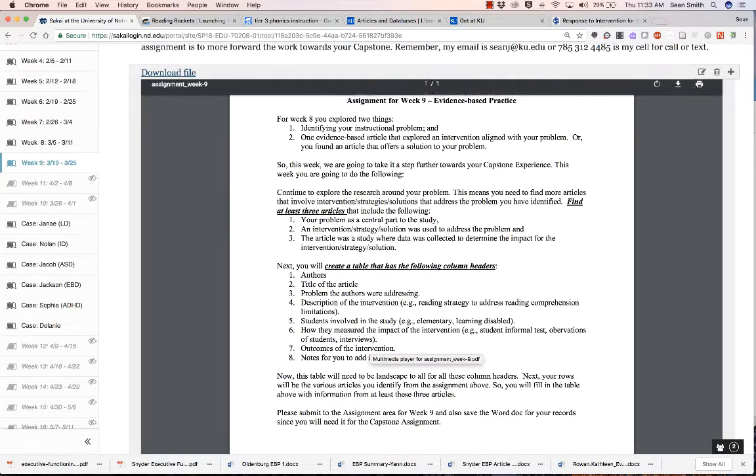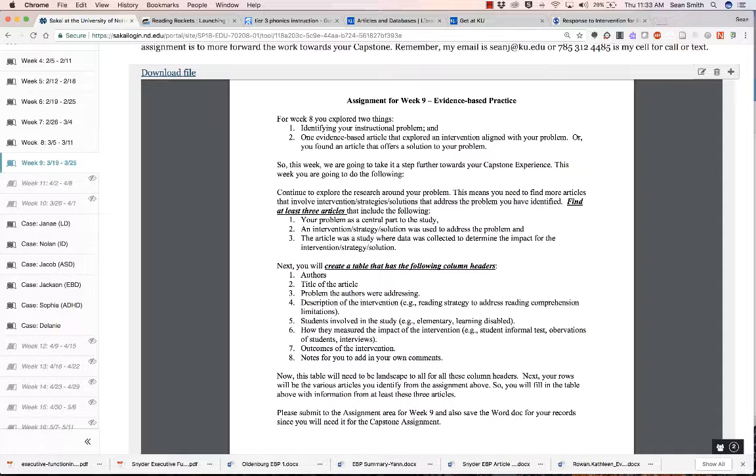Why? Well, because hopefully what you'll find is the intervention. Here we go, the intervention. So yes, I want you to know how they measured the impact, but more importantly, what were the students involved? Hopefully they're your type of students, meaning that they're primary or elementary or middle. Hopefully they're struggling readers if you have struggling readers, struggling in math if you have struggles in math, etc. And then you need to look at the outcome.